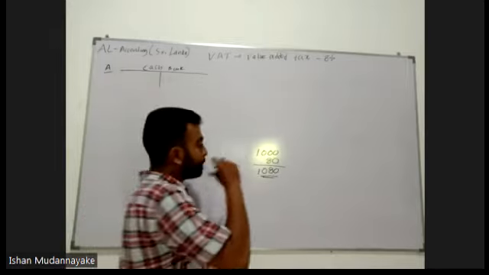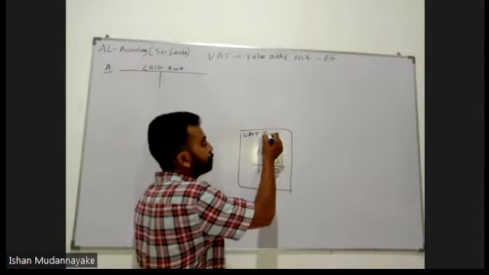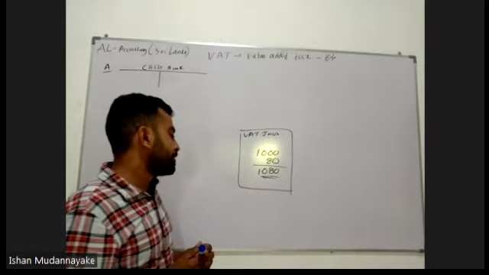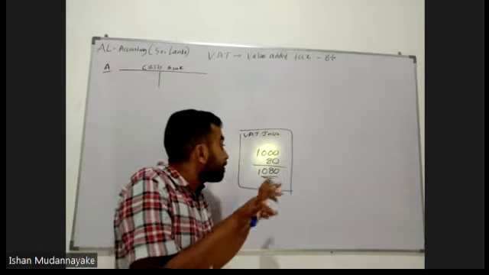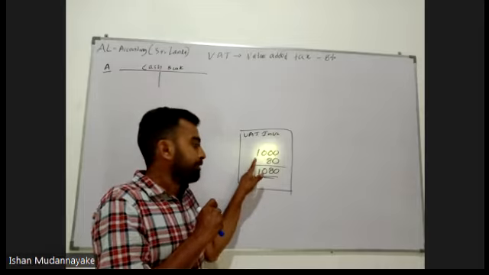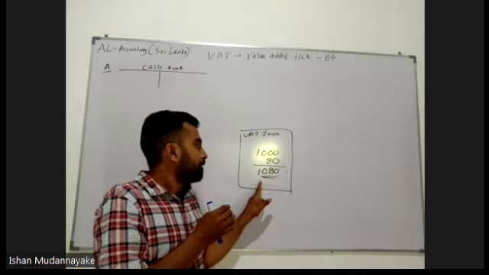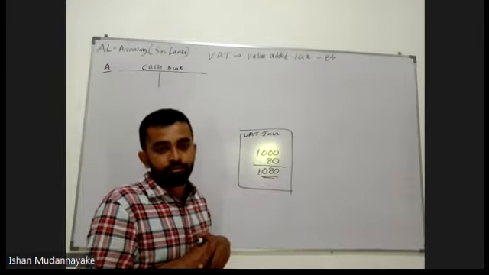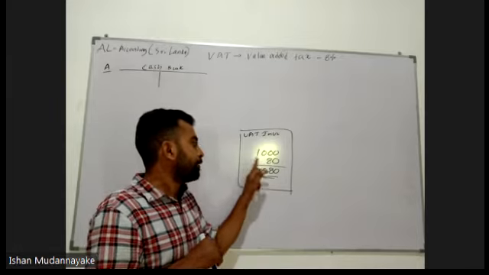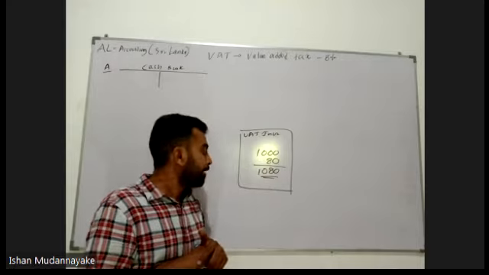Company A issues a value-added tax invoice, a VAT invoice, to company B. In that VAT invoice, we can clearly identify sale value 1000, value-added tax 80, total amount 1080. Company B knows that they have paid 80 rupees to us. So 1000 sales value, 80 value-added tax, 1080 total amount collected by company A.